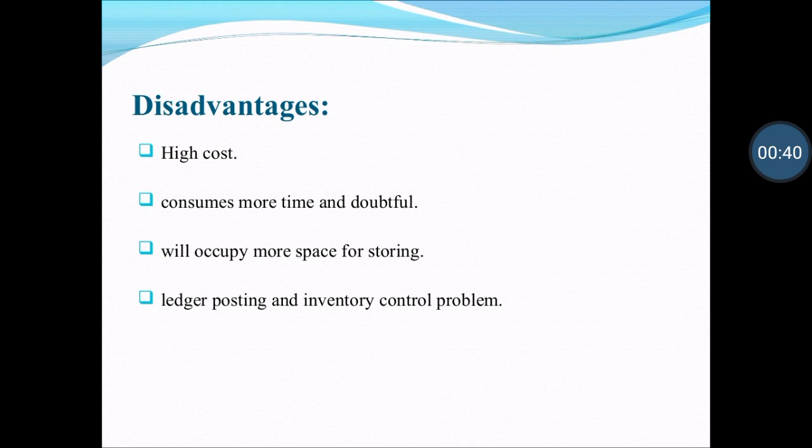It takes more time to distribute to the different satellite pharmacies, and it is doubtful, because sometimes one station may hold a large amount of drugs compared to the other stations. It will occupy more space for storage, since every floor needs space. Then ledger posting and inventory control become a problem, meaning two or three types of ledger or documents should be filled, and that is complicated. In the central system, only one document should be filled.